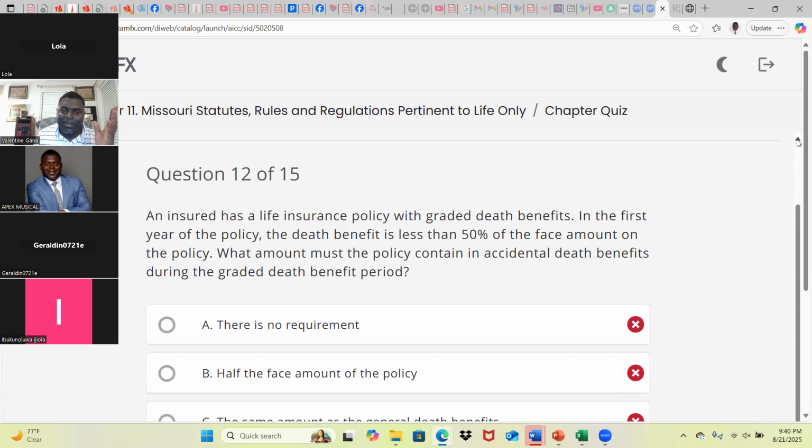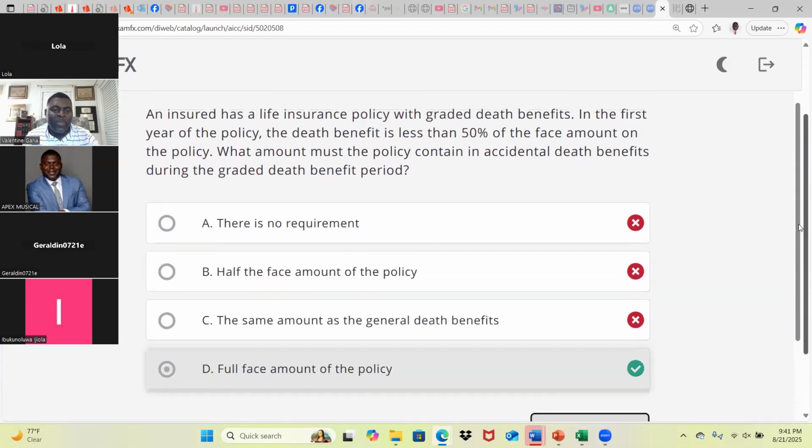Is that clear? All right. But can somebody control an accident? No. And that is why I thought the accidental death benefits during the graded death benefit period will still be equal to the face amount. So they cannot depreciate your death benefit based on an accident. Does that make any sense? Yes, pretty much so.